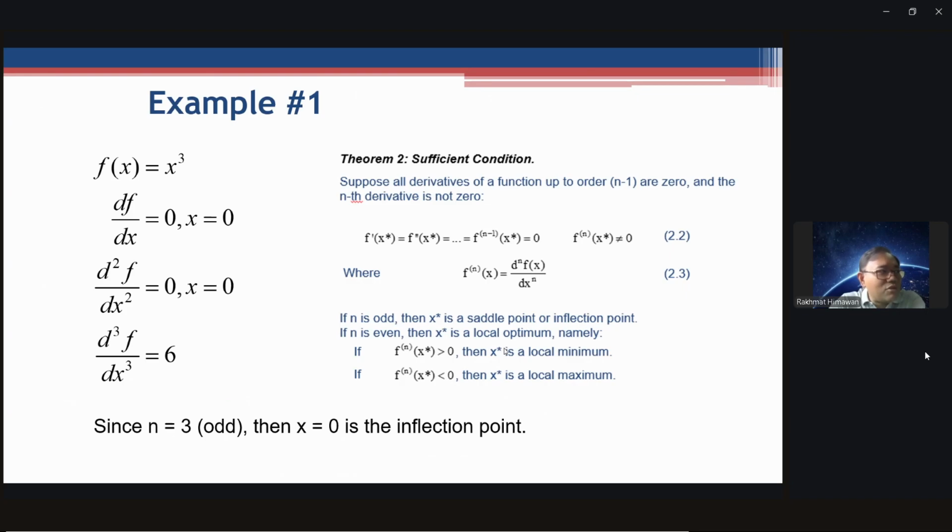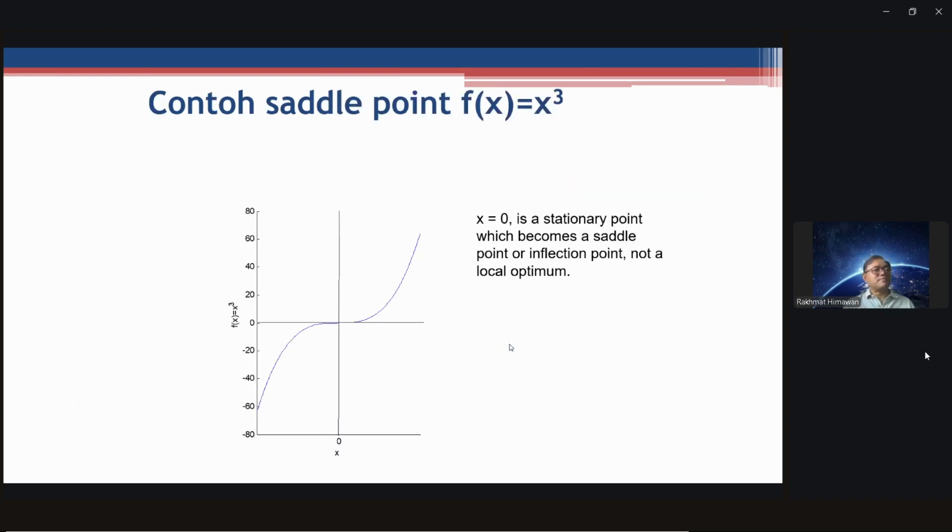If you actually draw it in a graph, it's like this. This is the graph of x to the power of 3. And x equals 0 is just the inflection point or saddle point. Not maximum, not minimum. Okay, so this is how you find it.